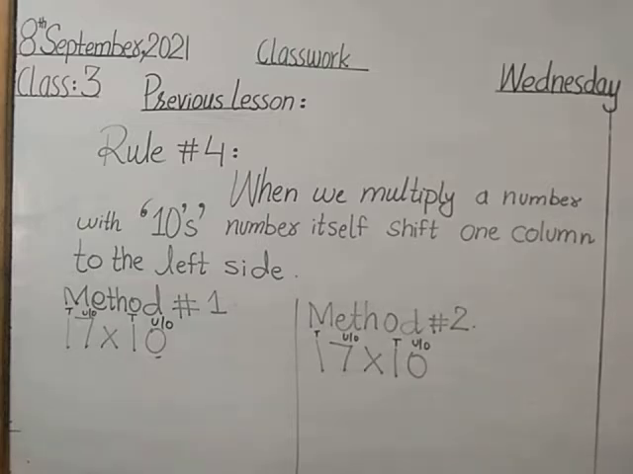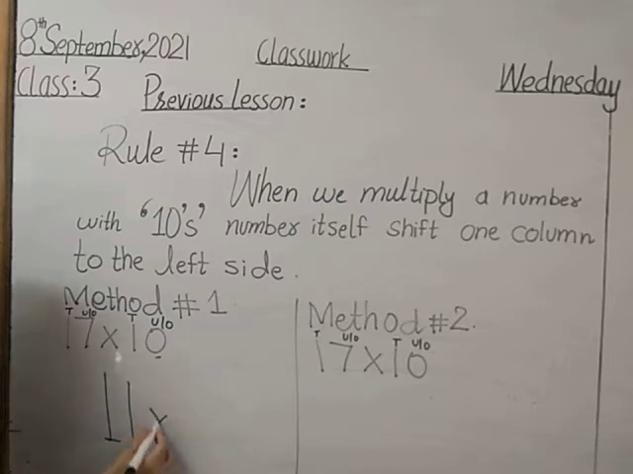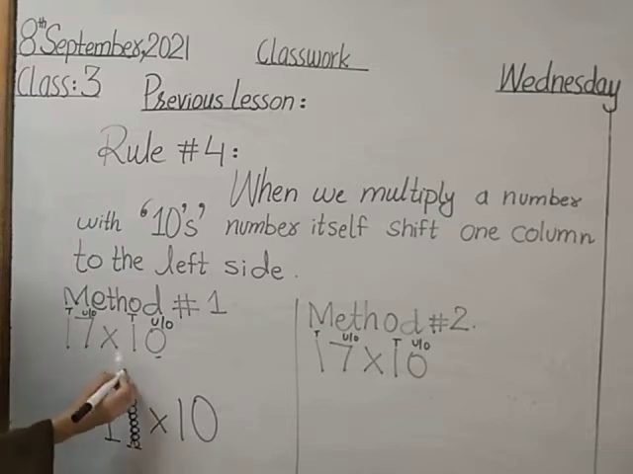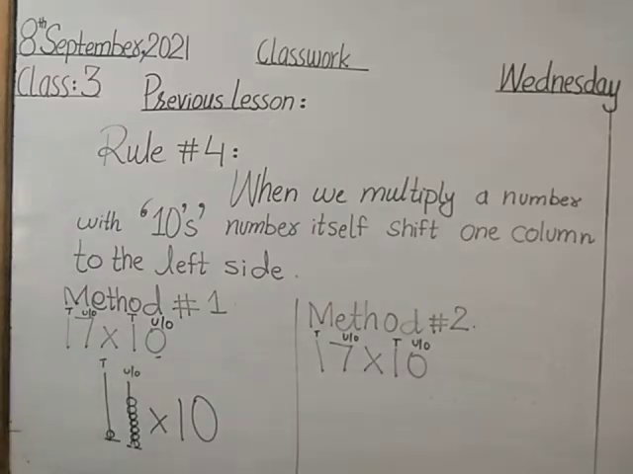In method 1, just draw the abacus according to the place values. Then multiply the abacus values with tens. 1, 2, 3, 4, 5, 6 and 7. 7 beads on the unit or ones place value, and only 1 bead on the tens place value.